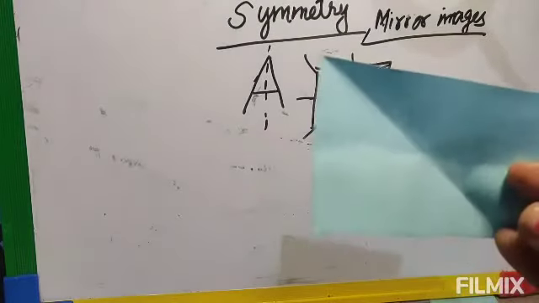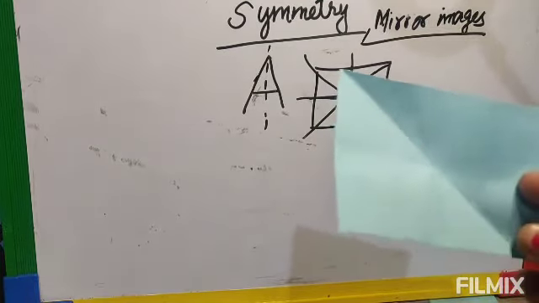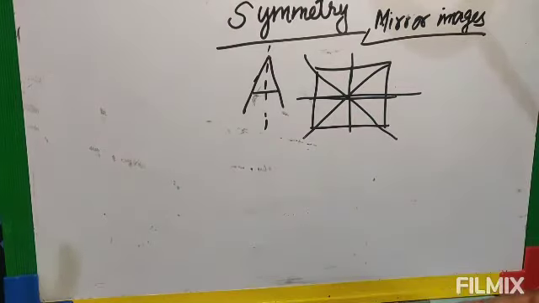So when you equally divide, if the parts fit on each other with the same shape and the same size, it is called a symmetrical figure, and that line is called the line of symmetry. Otherwise, we call it the symmetrical line.